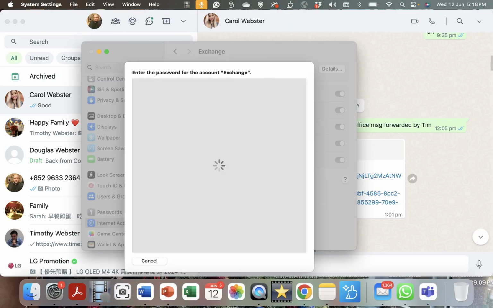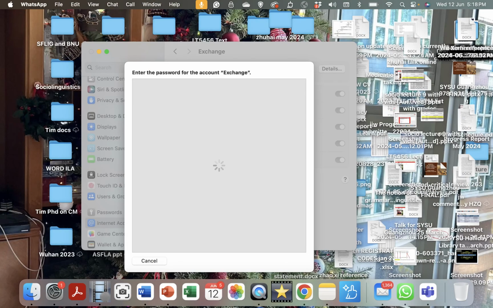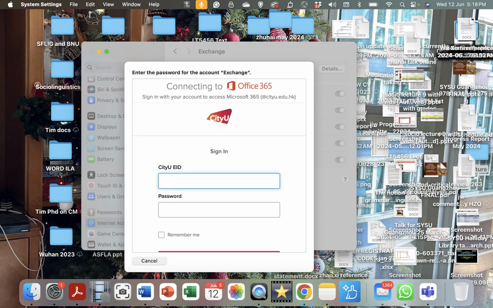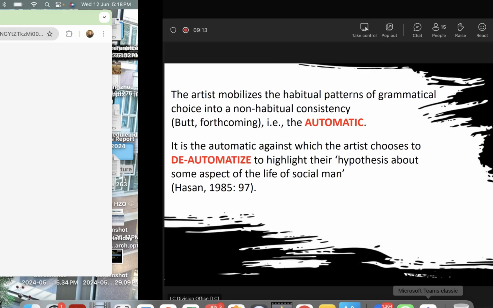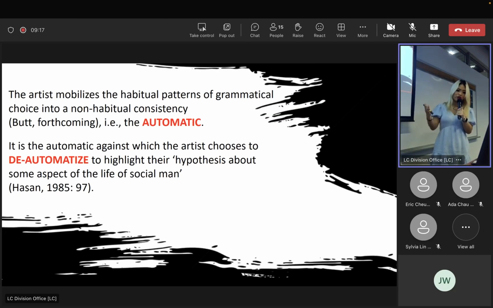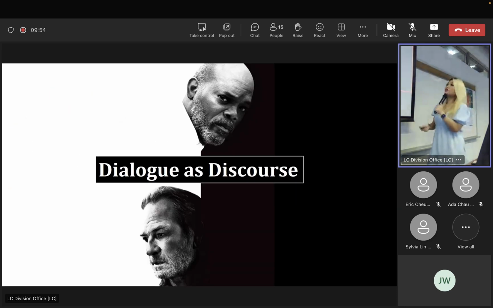All right, so the aim of my study is to discover what my PhD supervisor, Professor David Butt, refers to as the existential fabric. So what is the existential fabric? He mentioned that it is to role them through the consistency, to use speech functions either to support, challenge, or even resist continuation of the dialogue. So my aim is to discover the habitual pattern of grammatical choice into a non-habitual consistency, meaning the automatic. At the same time, Hasan mentioned in her paper in 1985 that it is the automatic against which the artists choose to de-automatize in order to highlight their hypothesis about some aspect of life and social man.